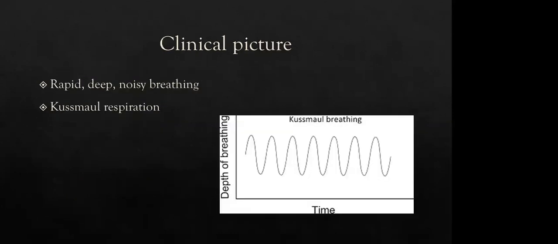In the clinical picture, the patient will have rapid, deep, noisy breathing, which is termed Kussmaul respiration. Here you can see the graph plotting depth of breathing against time. In comparison to the normal graph, the depth of breathing increases in Kussmaul breathing.